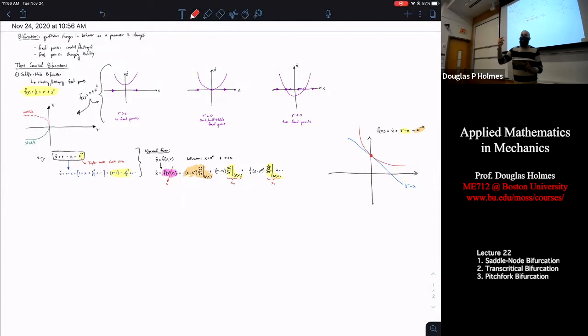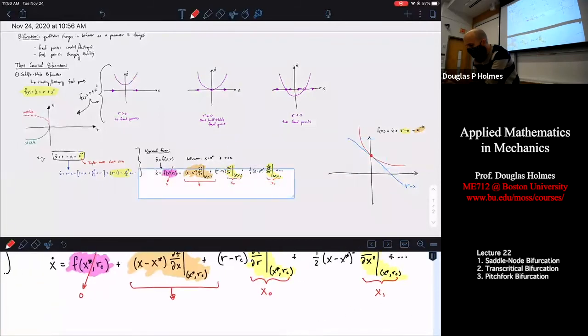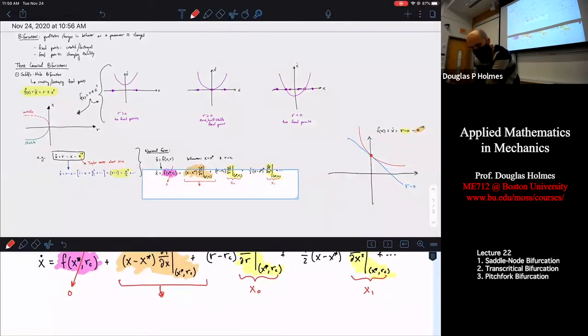That tangency is a way of saying that the derivative of f with respect to x is equal to 0. And if you notice, the term that I highlighted in orange is the df dx term here. So this term, fixed points, if curves intersect tangentially.